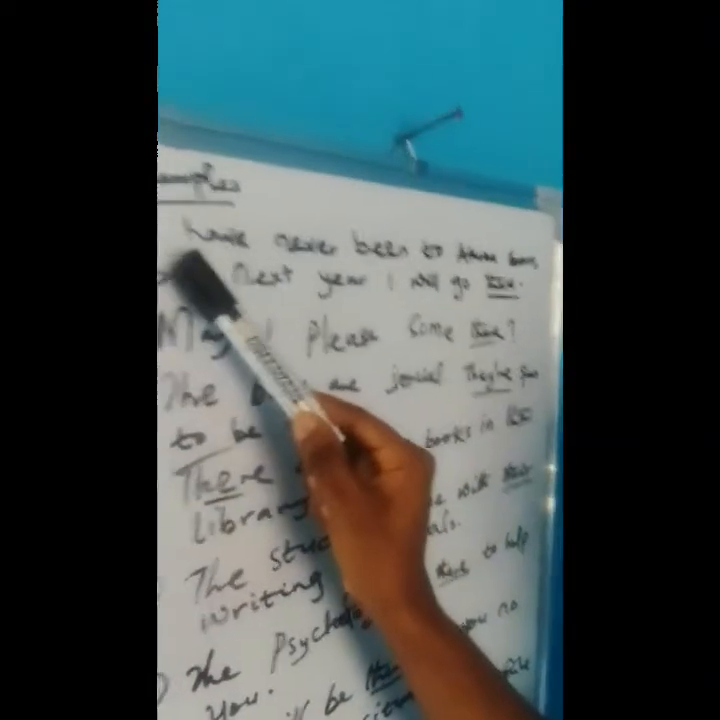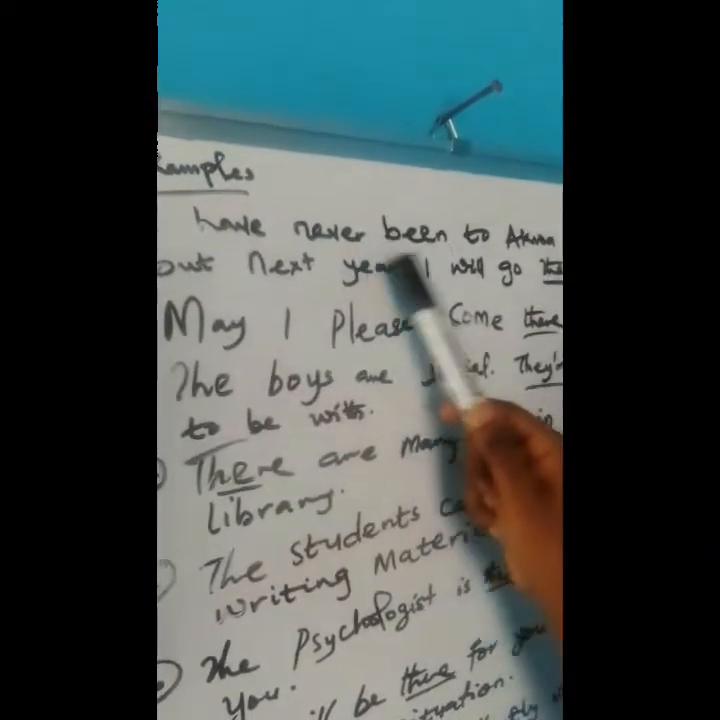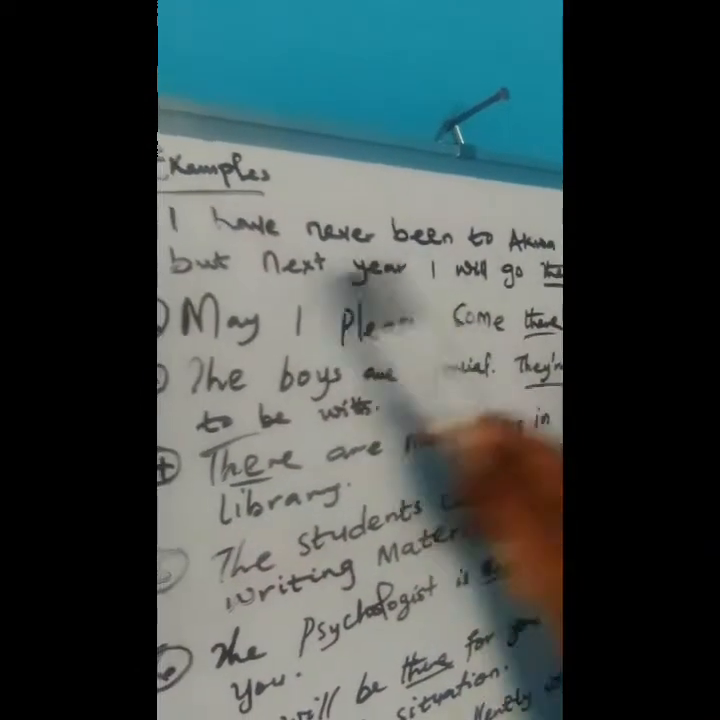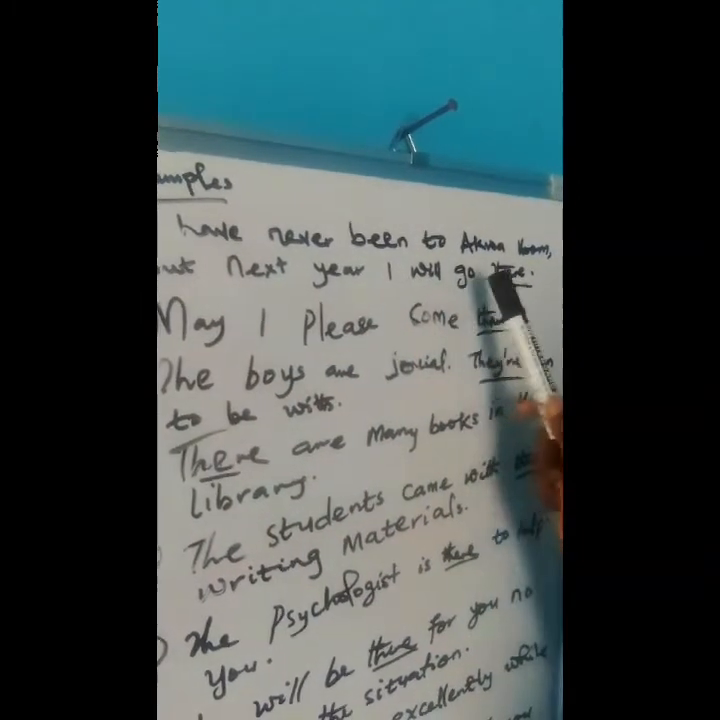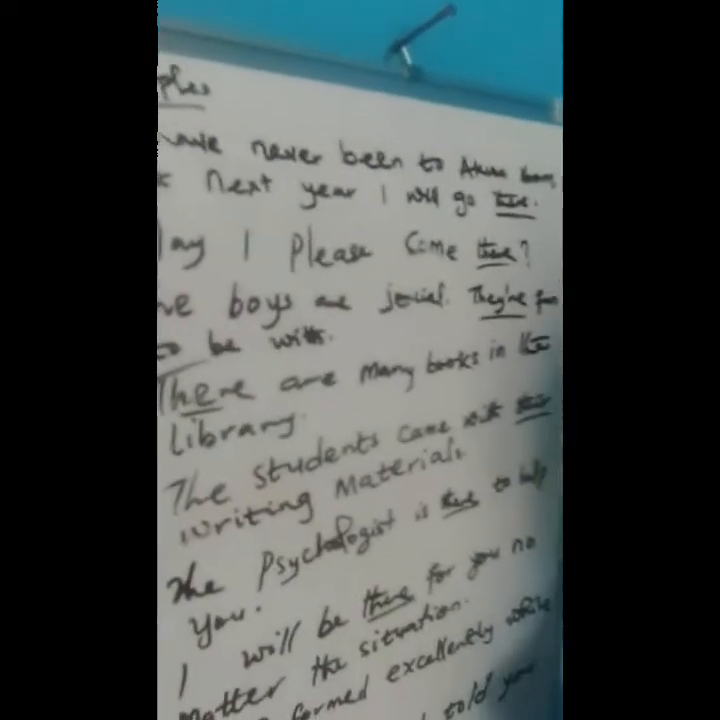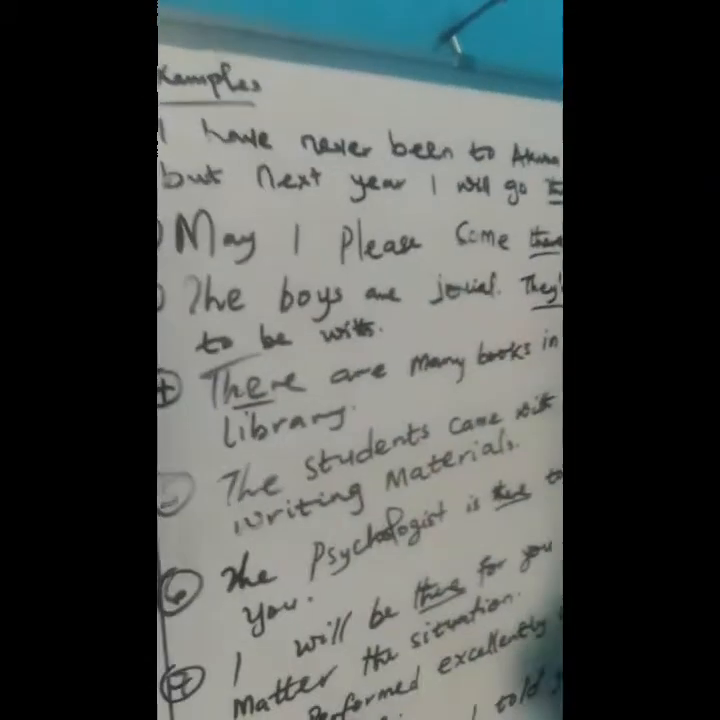Let's move on to the examples on the board. The first example we have is, I have never been to Akwa Ibom, but next year I will go there. Now remember what I said, that there at this point functions as a noun because it talks about the place Akwa Ibom. Then the second example we have, may I please come there?